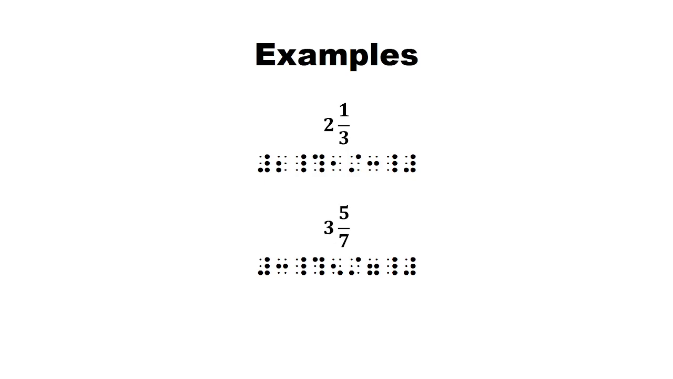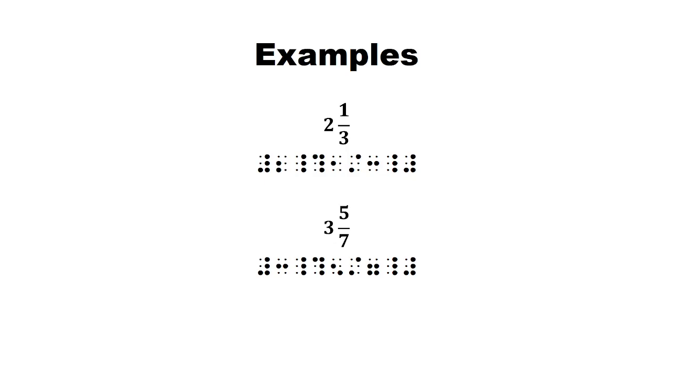And let's go now to our second example. 3 and 5/7. So we have 3 as our whole number and 5/7 our simple fraction. So how do we write this? We write the numeric indicator and then followed by the number 3 and the opening mixed fraction. For the first cell, that's 4, 5, 6, and the second cell, that's 1, 4, 5, 6.